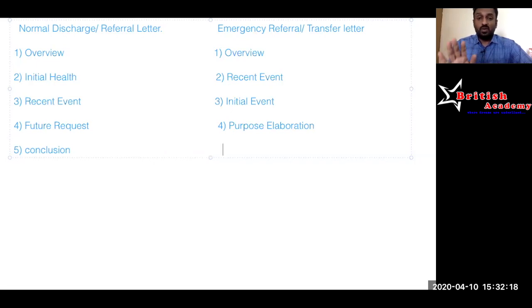So this is how the placement of paragraphs changes according to the demand of the question. Purpose elaboration is the same as future request, nothing but that, so you should not have any confusion in this one. Okay, this is how you should be able to write your letter. This is how you should be able to formulate it.